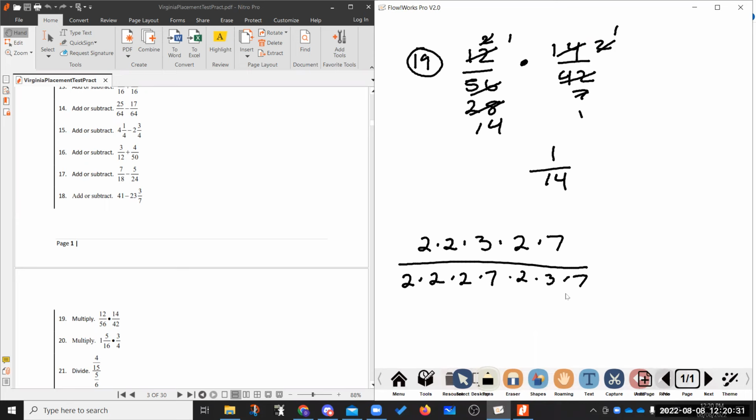Okay. So 2 and 2 make a 1. 2 and 2 make a 1. 3 and 3 make a 1. 2 and 2 make a 1. 7 and 7 make a 1. I'm left with a 1 up top. 1 over 2 times 7 is 1 over 14. And it's the same answer.